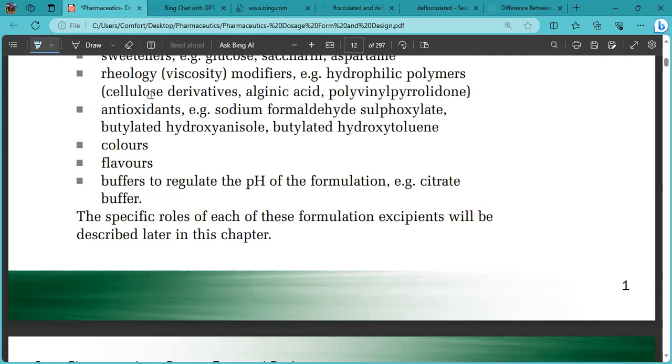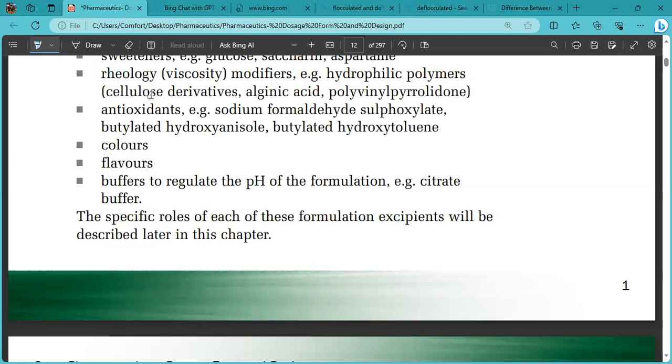Others include antioxidants. If the therapeutic agent can easily be degraded, denatured, or its therapeutic potential can easily be lowered by oxidation, you add an antioxidant so that you maintain the physical and chemical stability of the dosage form.